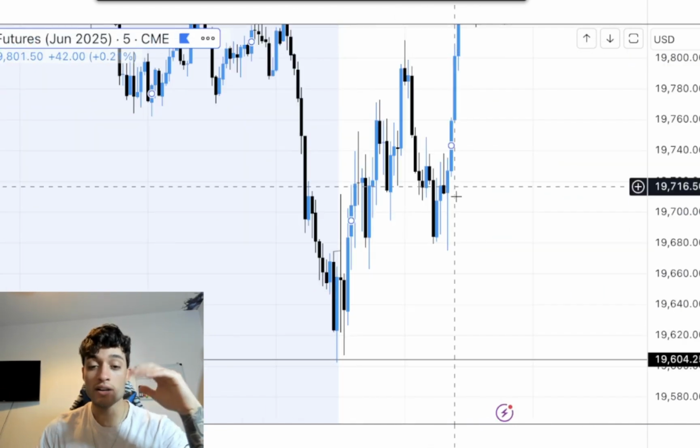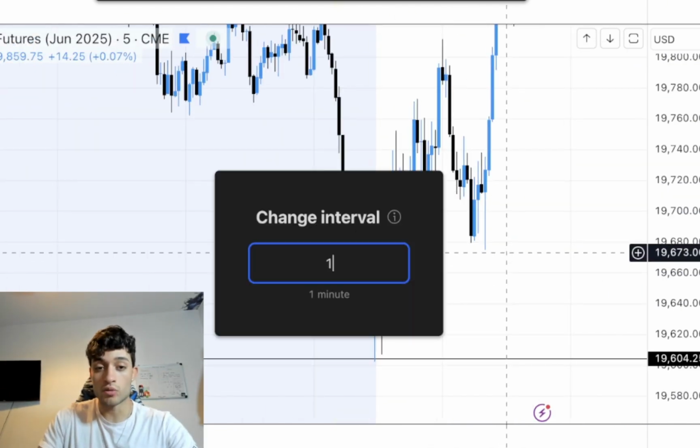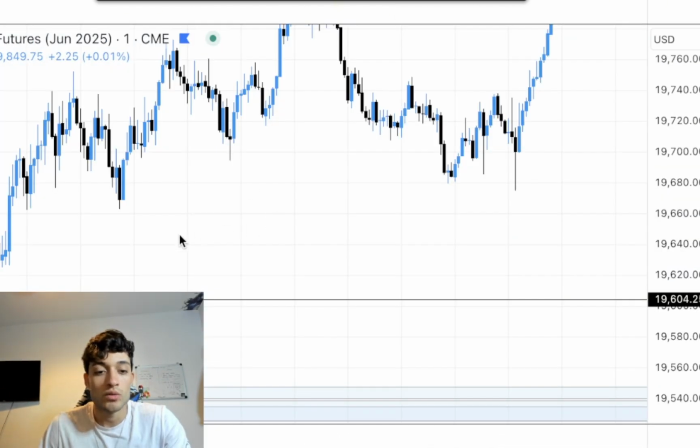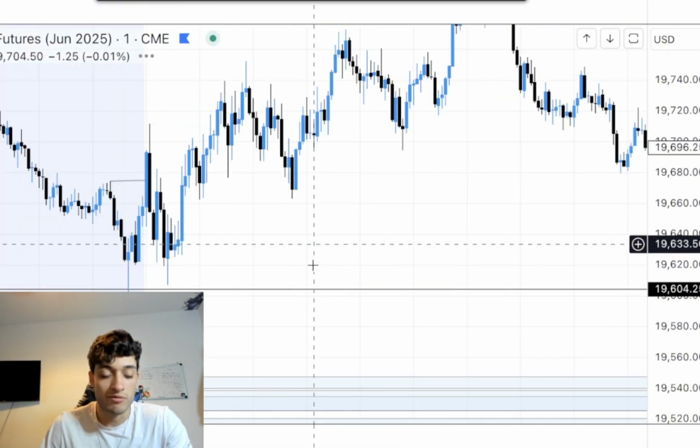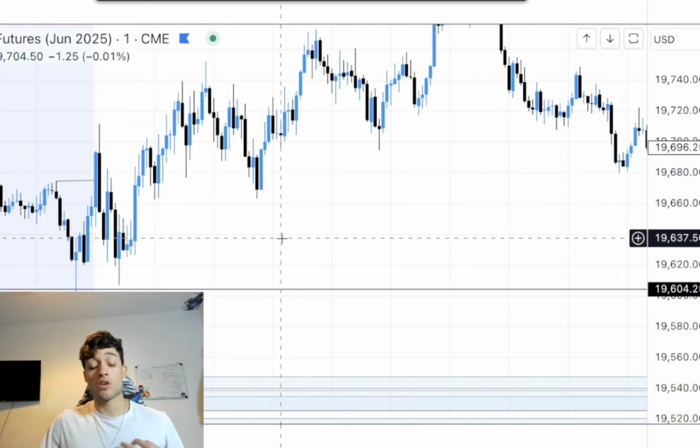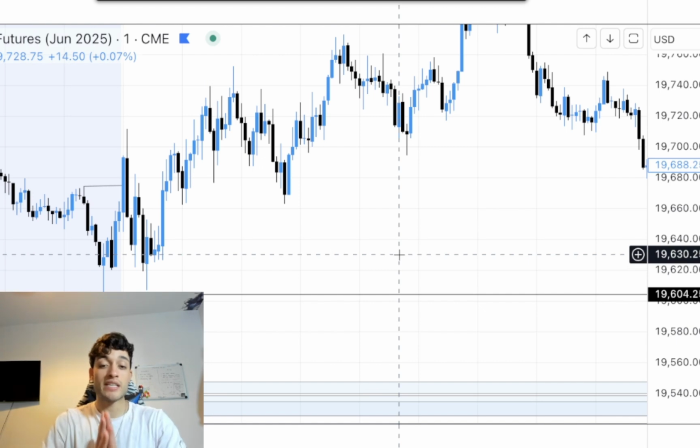Again, I'm not going to say I took these trades because I still don't trade this. Sorry about that, guys. I had to stop the recording a little bit because a friend of mine came to give something back. So like I was saying, we've had the same thing happening here.